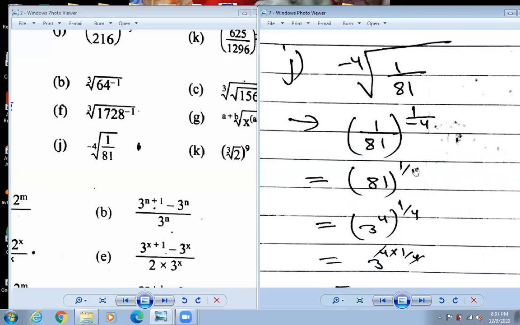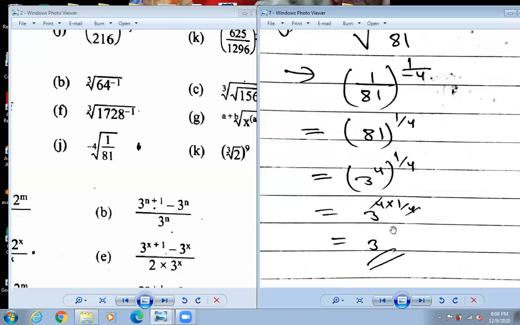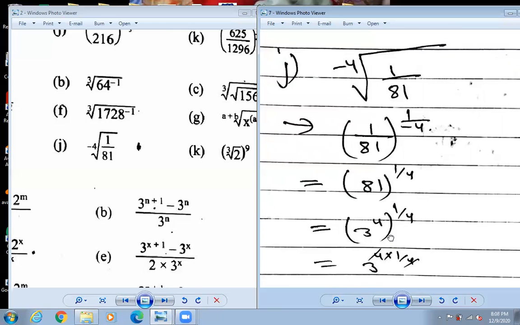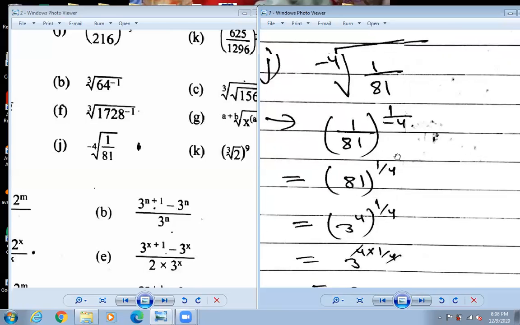So there is divide by 4, that means we need to find the root 4 of this number. Use a calculator, it becomes 3. So 3 to the power, what do we write? 4. You can remove the bracket, then it becomes a multiply sign. So 1 by 4, and 4 and 4 will be cancelled. Ultimately, your answer is going to be 3. So in this way, we get our answer for number J.